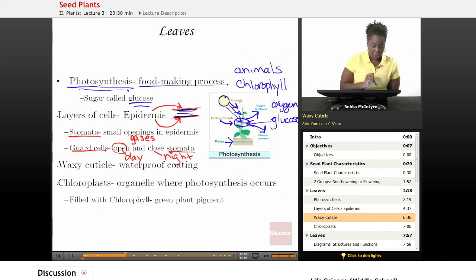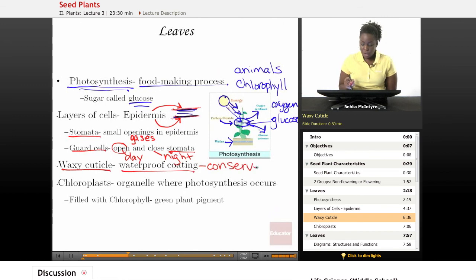Another characteristic of a leaf is that outside of the epidermis there's a waxy cuticle, and you have probably seen it if you've ever had a leaf and maybe scratched some of the leaf. It's like a clear kind of coating. It's a waterproof coating that helps the plant to conserve water so that the water inside of the plant does not evaporate.